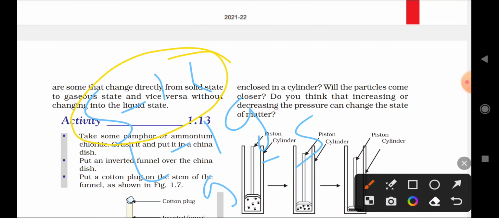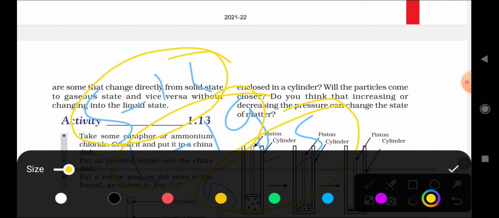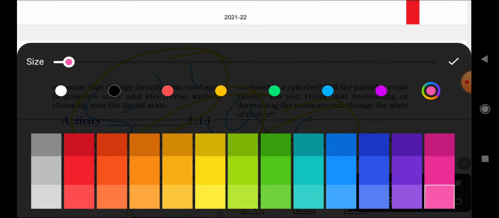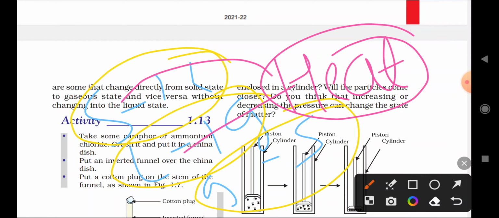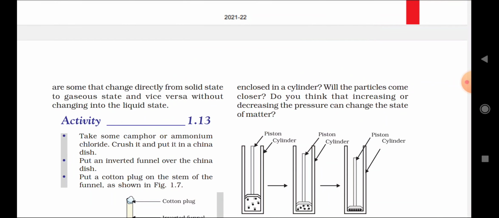We can convert one form to another form by the application of heat. By giving heat or temperature, we can convert solid into liquid, liquid into gas, and gas into solid.